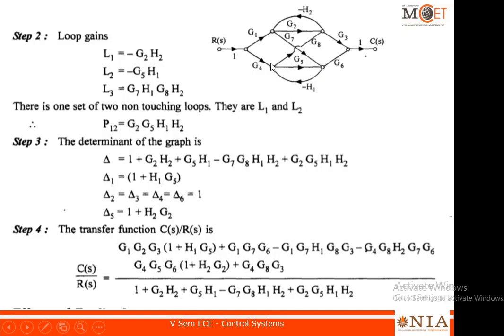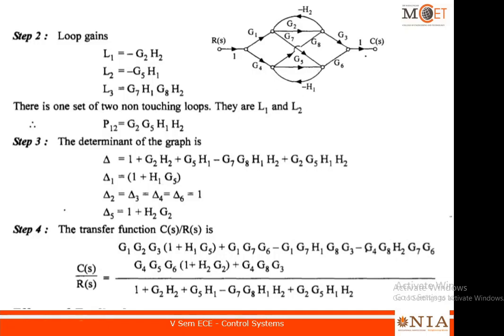When you apply del, what happens? 1 minus the sum of individual loop gains. There is only one individual loop, so it is G5 into minus H1. So 1 minus minus of G5 into H1, so it becomes 1 plus G5 into H1. To find del 1, I have applied the formula del to only this part of the graph, that is this node and this node. Okay. What about del 2?